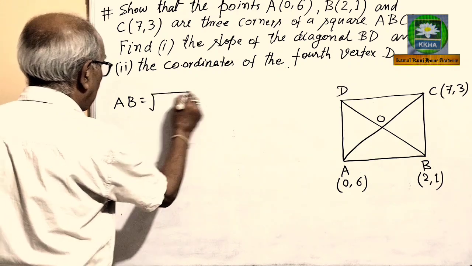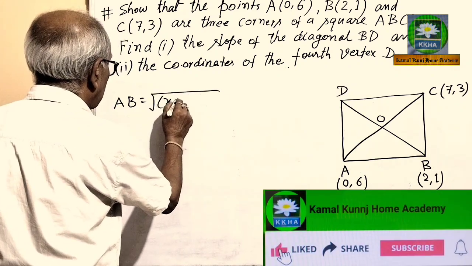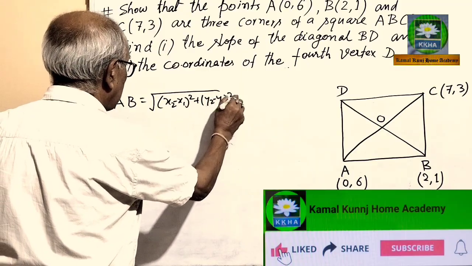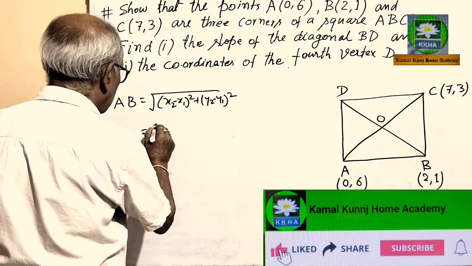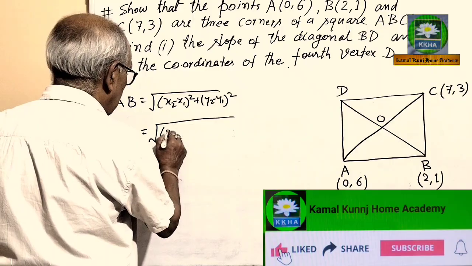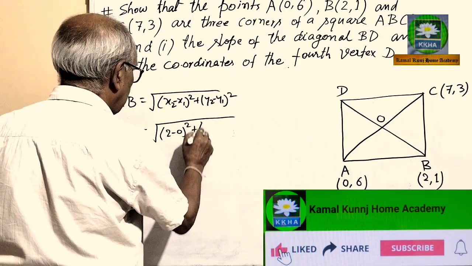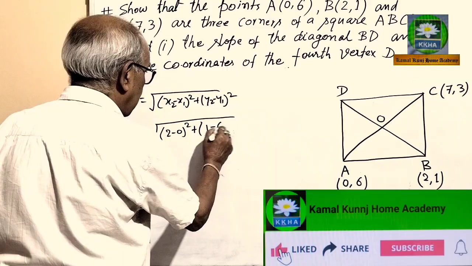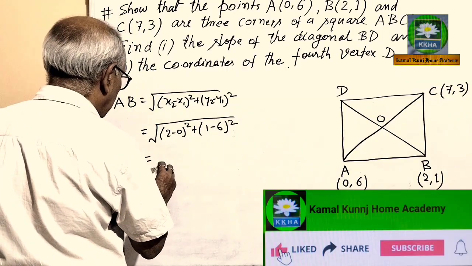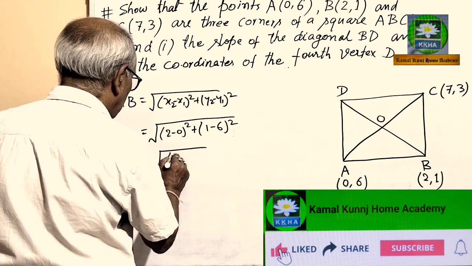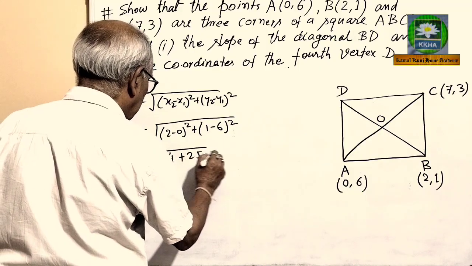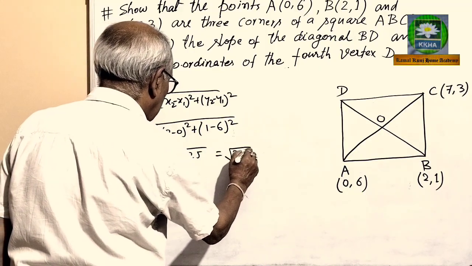AB is equal to the square root of x2 minus x1 whole square plus y2 minus y1 whole square. This is equal to 2 minus 0 whole square plus 1 minus 6 whole square, which is equal to 4 plus 5 square, means 25, equal to under root 29.